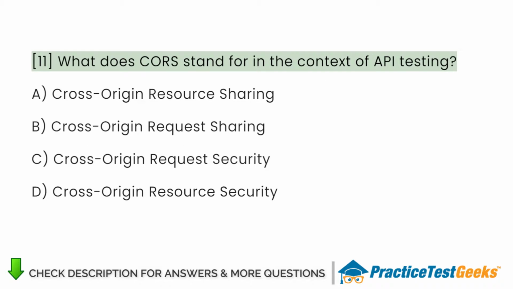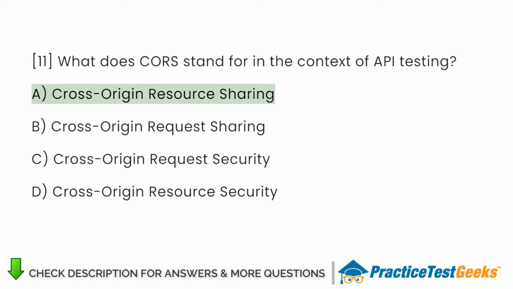What does CORS stand for in the context of API testing? A. Cross-origin resource sharing. B. Cross-origin request sharing. C. Cross-origin request security. D. Cross-origin resource security.